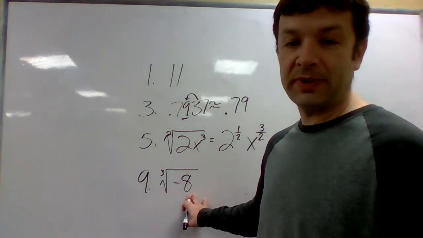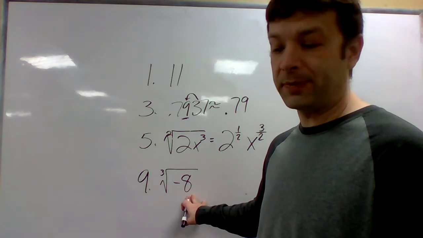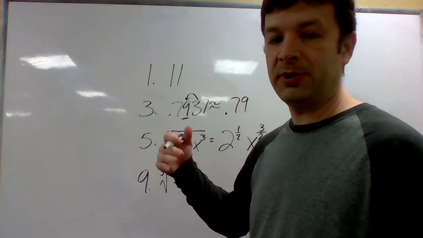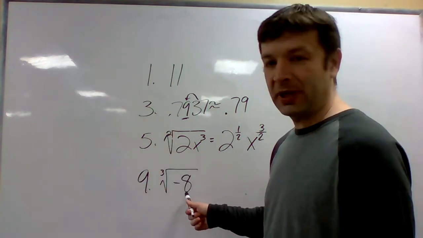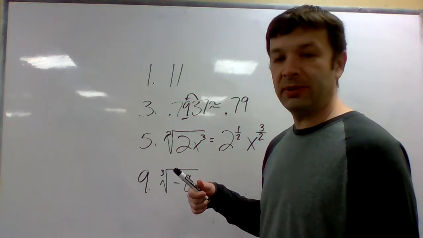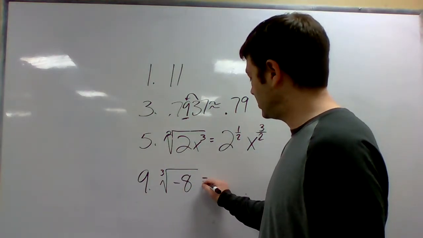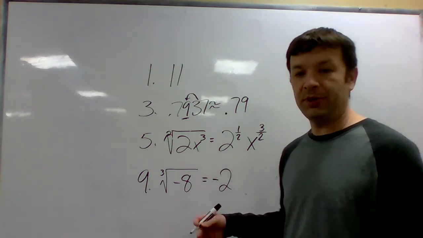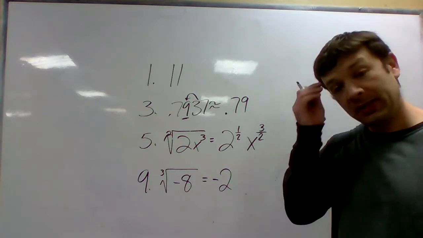So what times itself equals -8? There actually is something that works for this. 2 times 2 is 4, times 2 is 8. And if you do -2 times -2 times -2, that would equal -8. So it is -2, because -2 cubed would equal -8.